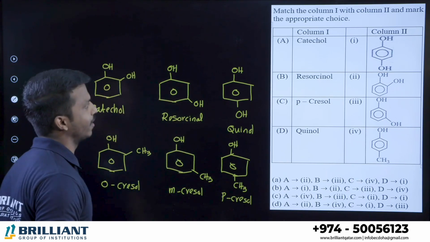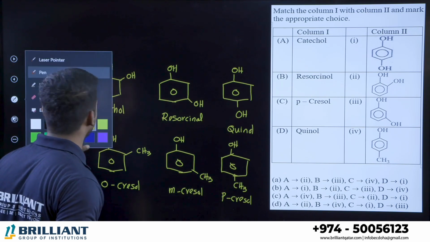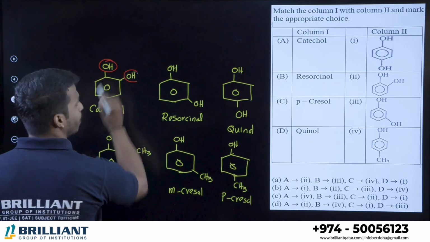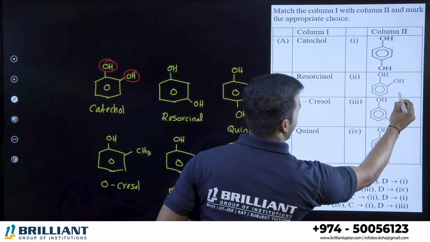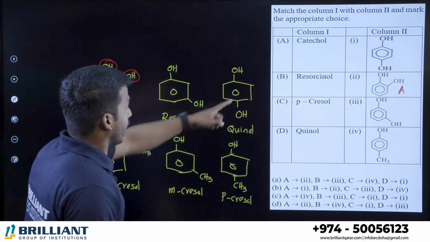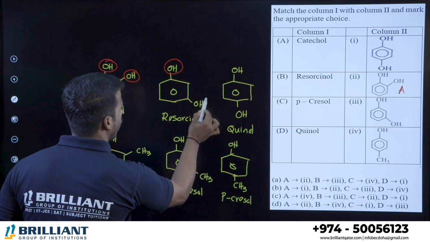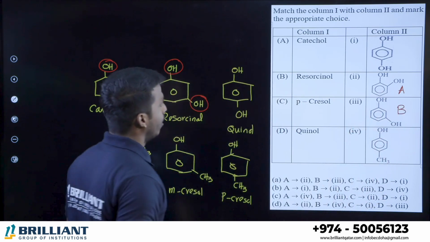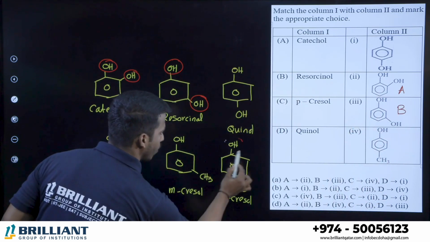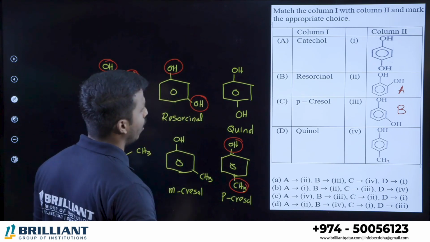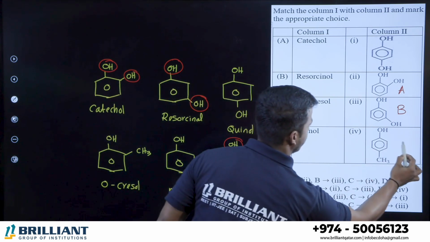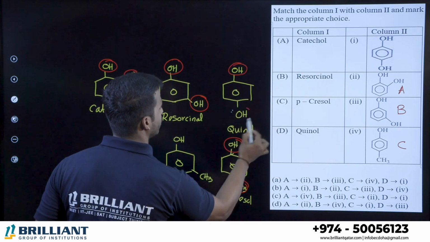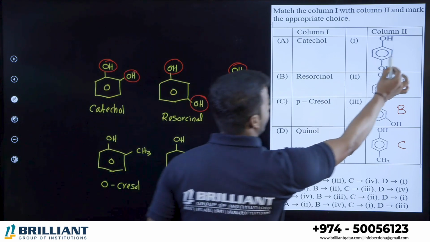So we can go to the answer. Catechol. Where is catechol? OH groups are on adjacent positions. Here we have it, this is compound A. Resveratrol: OH and OH are on the meta position. This is resveratrol. Where is paracresol? Paracresol means OH and CH3 are opposite. This is the paracresol. Where is quinol? Quinol means OH and OH are opposite, para. That is the first one, D.